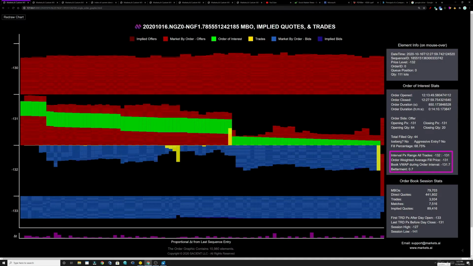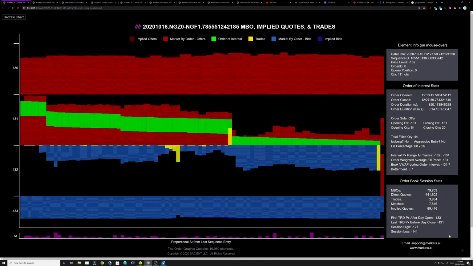we have the overall session stats. So the first trade after the open at 9 in the morning Eastern was 133s at 133s, and the last trade was 131s before the 2:30 close. And for the entire session, the high was 127 and the session low was 141. Just some basic information. All kinds of metrics can be calculated and included on this chart with very little effort. This is a base set to help us understand what's going on.